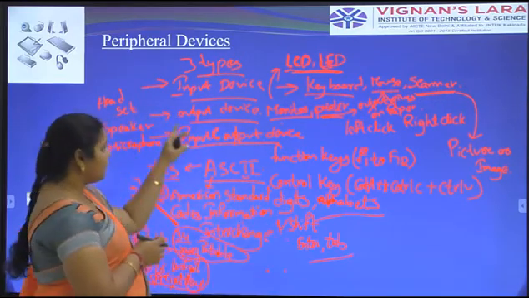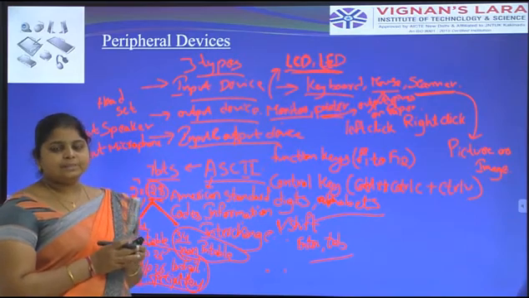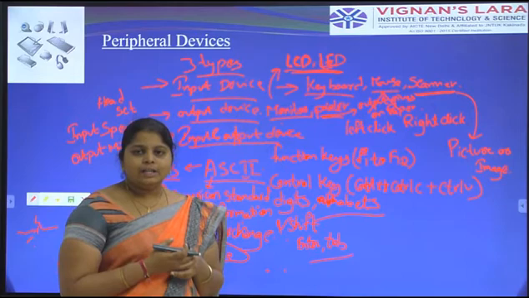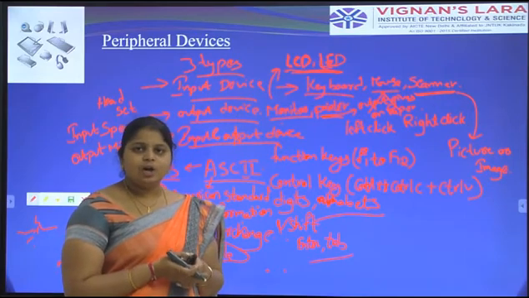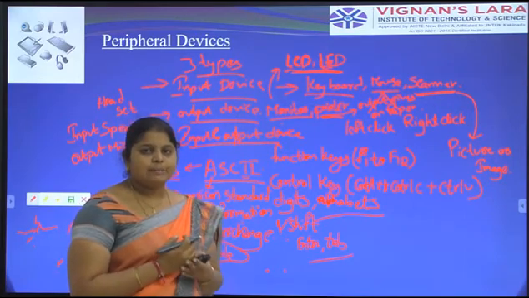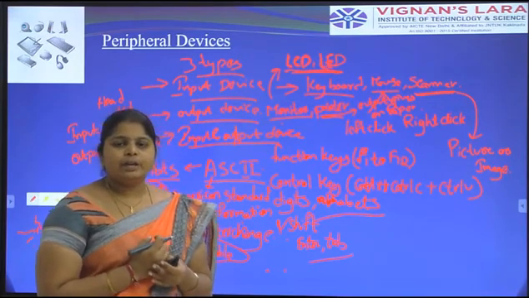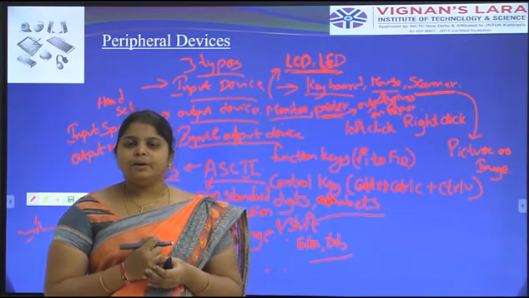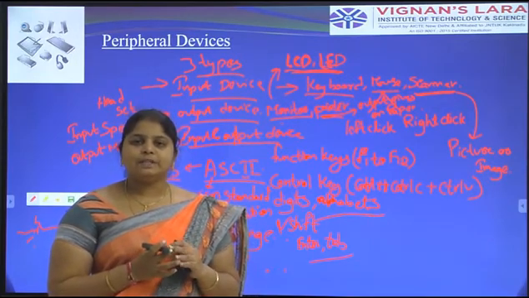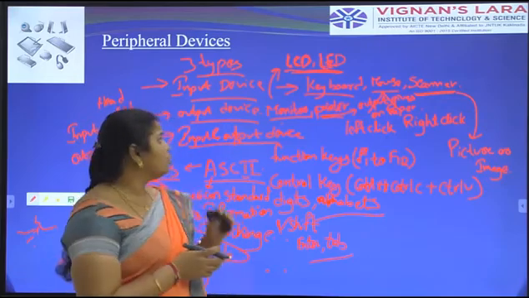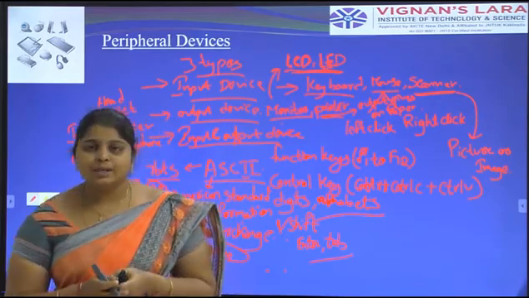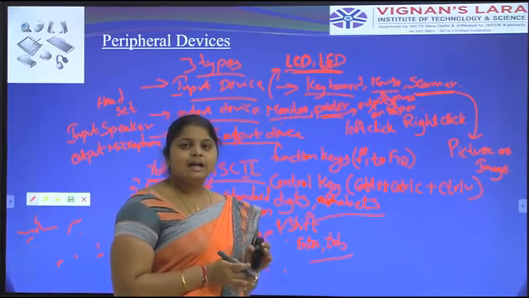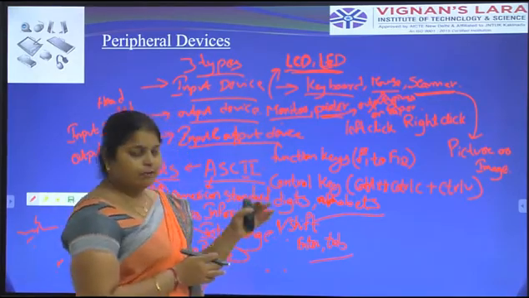Next, coming to the second one, output devices. Output devices are where the computer's output is displayed or presented. Examples are monitor and printer. On the monitor we can display the output whenever the user wants to view it. Nowadays we have two types of monitor, LCD and LED. LCD means liquid crystal display and LED means light emitting diode.